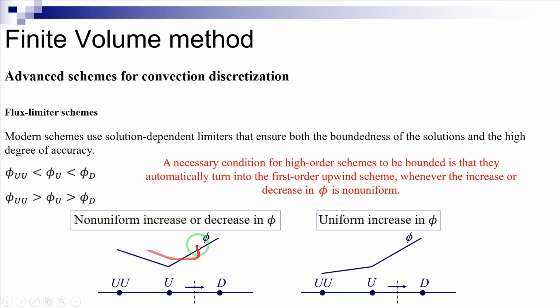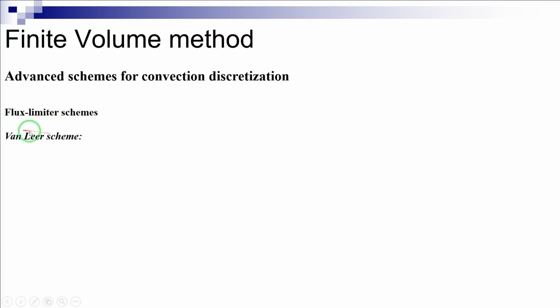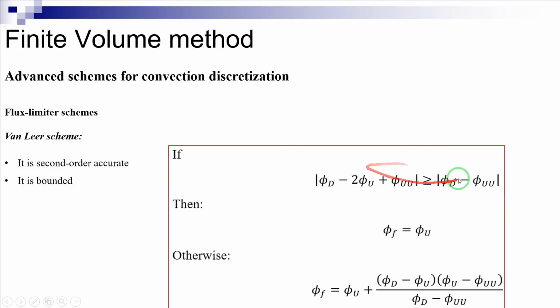Two popular schemes based on this idea, which are also referred to as the Flux-limiter schemes, are presented here. Van Leer scheme. This scheme is second order accurate except for the maximum and minimum local points where the increase or decrease in phi is non-uniform, which is first order accurate. A clear advantage of this scheme is its boundedness. If this condition exists, then the face value of phi is equal to the value of phi at the upstream node. In other words, the first order Upwind estimation is used.